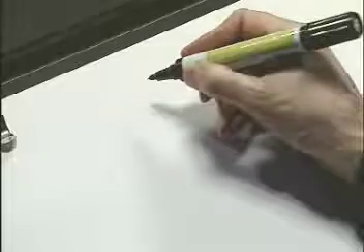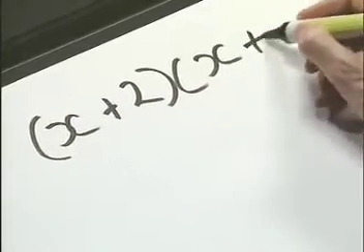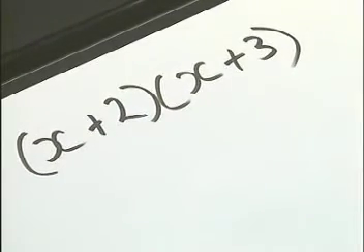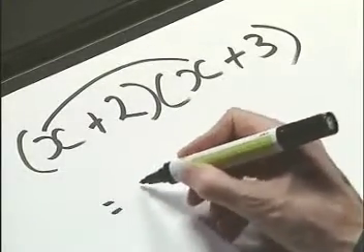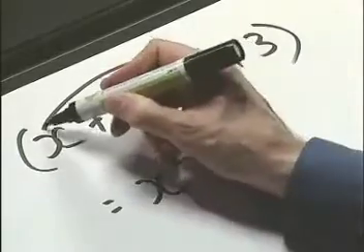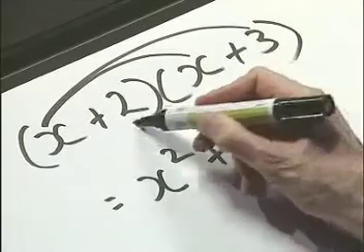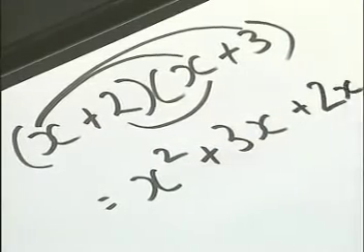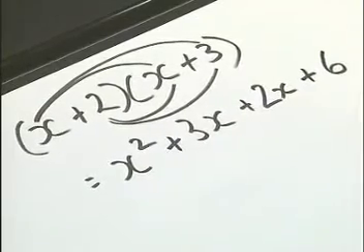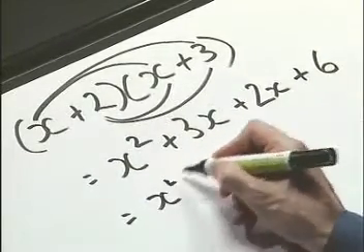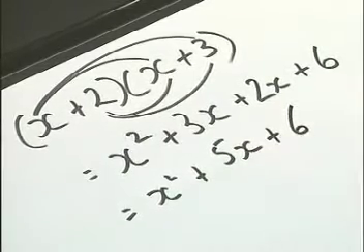When we have two brackets, x plus 2 times by x plus 3, then we know how to multiply these two brackets out. We have x times by x, that gives us x squared. We have x times by 3, gives us 3x. 2 times by x gives us 2x, and then 2 times by 3 gives us 6. And we can simplify these two terms. 3x plus 2x gives us 5x.